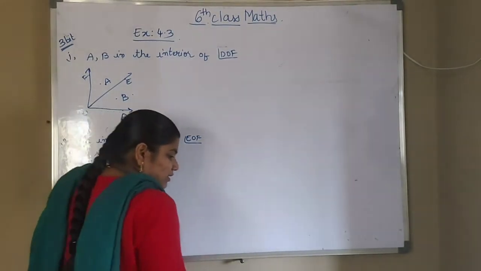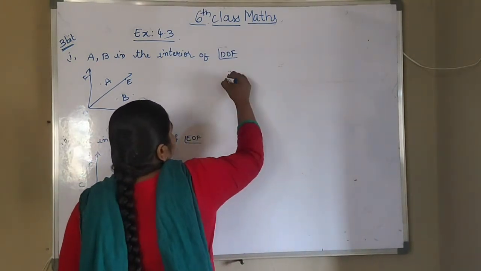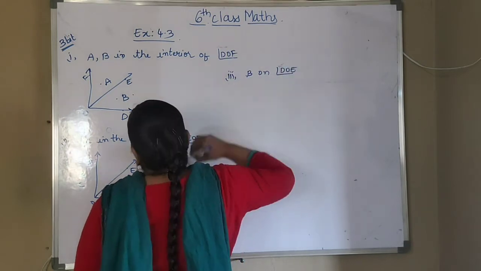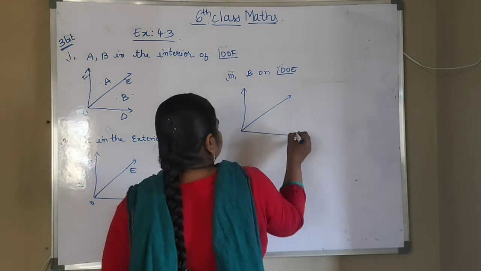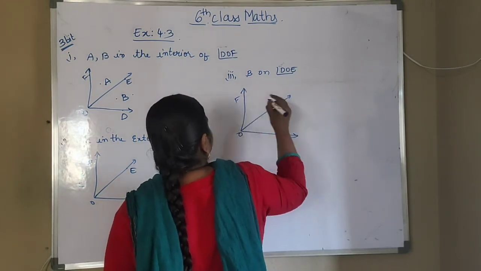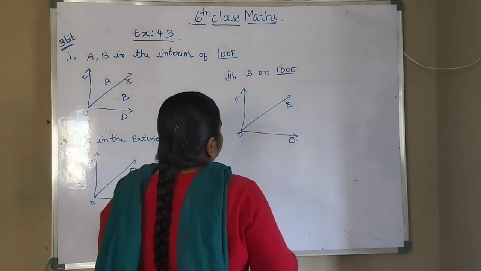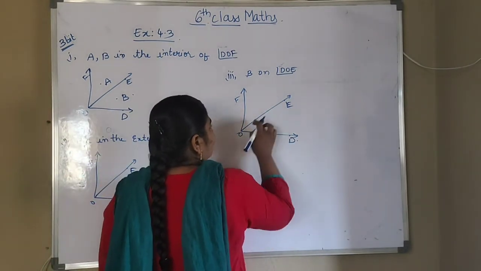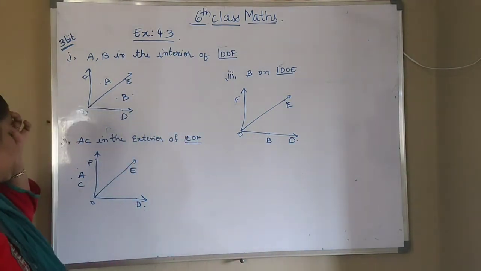Okay. Now last is B on DOE. B on angle DOE. So on means on the boundaries we have to mark. B on DOE. That means anywhere you can mark this B point. So I am marking here. So this is our third bit.